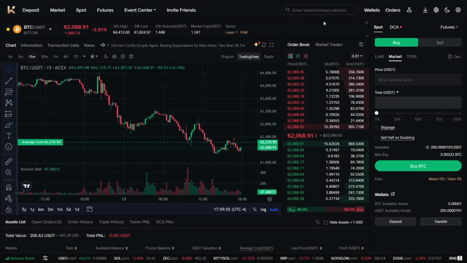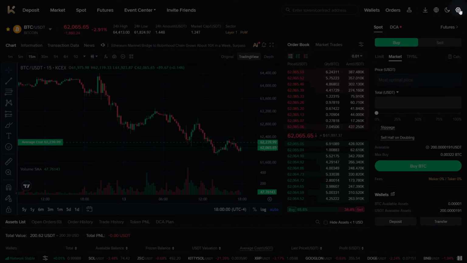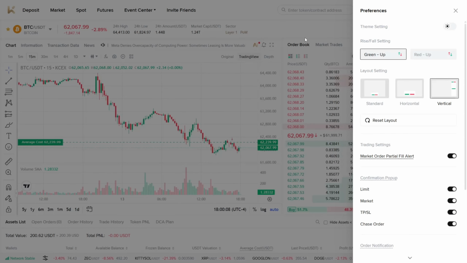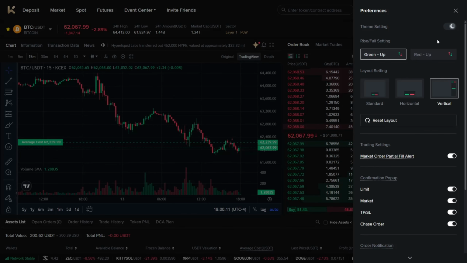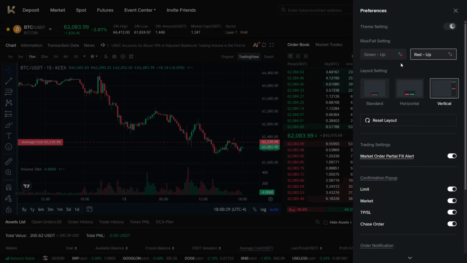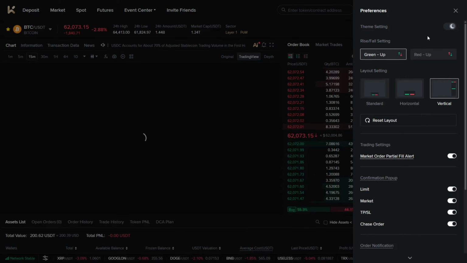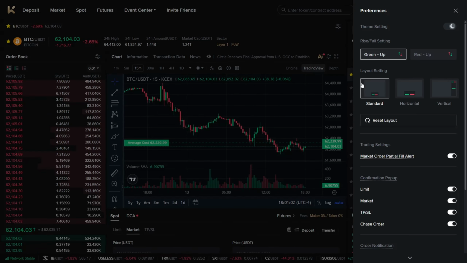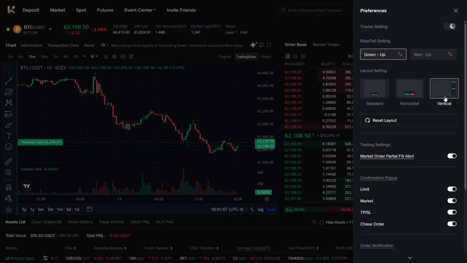Before choosing a token to trade, let's open preferences. So on the top right, we can see a settings icon. Click on this. Here we have different settings like theme setting. So you can keep it light or dark. I prefer dark. We have rise and fall settings. So this just changes the order of green and red. We're going to just keep the original. Then we have layout settings. It lets you choose between vertical, horizontal, and standard. This just depends on where you want the chart, order book, and trading panel.